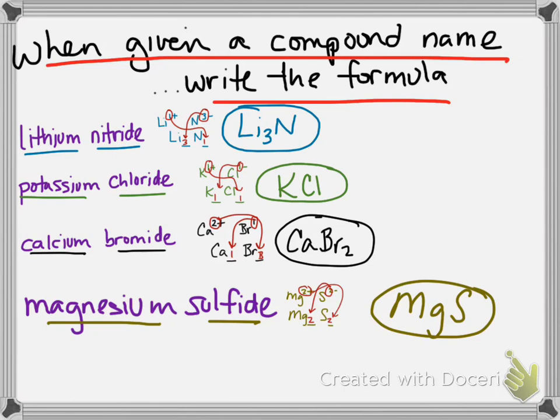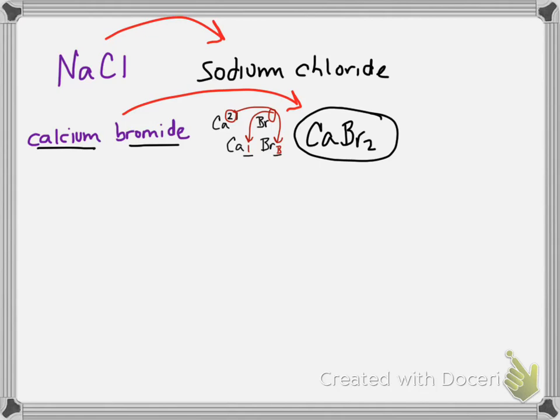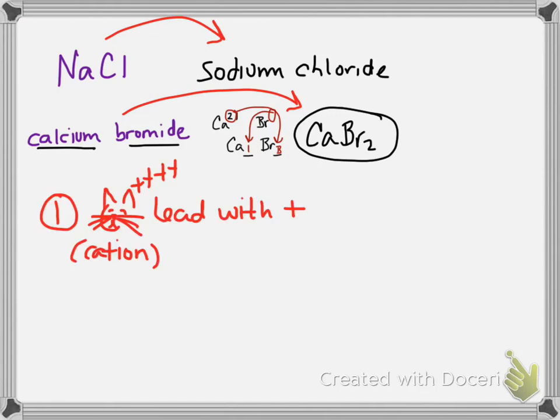Okay, just a few quick words on writing formulas, things to be careful about. When writing the formula for any kind of ionic compound, make sure that you always lead with the positive. Whether you are writing a formula from a name or writing a name from a formula, your cation is always going to come first. Sodium is your cation, it comes first in the name. Sodium is your cation, it comes first in the formula. Calcium is your cation, it comes first in the name. Calcium is your cation, it comes first in the formula. Lead with the positive. Always lead with the cation.